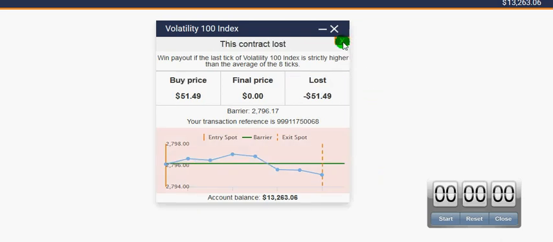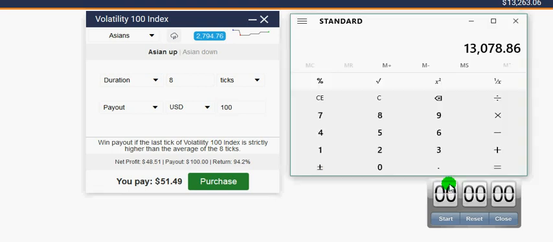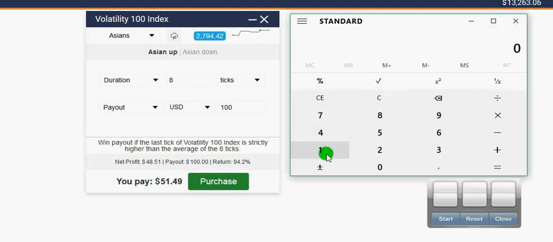So we lost the last trade. That means we lost 3 trades. So let's do the maths. This is what we started with, 13,078.86. This is what we have now, 13,263.06 minus 13,078.86. So we make $184 in about 12 minutes or so.